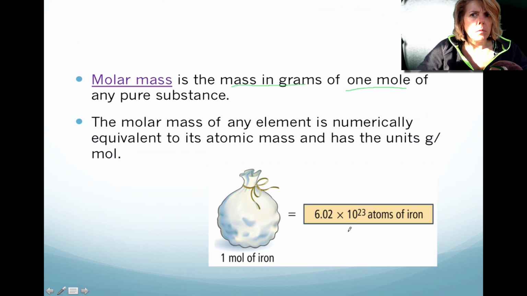So the bigger the element, the bigger the mass. But Avogadro's number will stay the same for that mole of iron, or a mole of carbon, or a mole of copper. By the way, units, notice that it's grams per mole. So when you're writing out molar mass, you should have grams divided by mole.